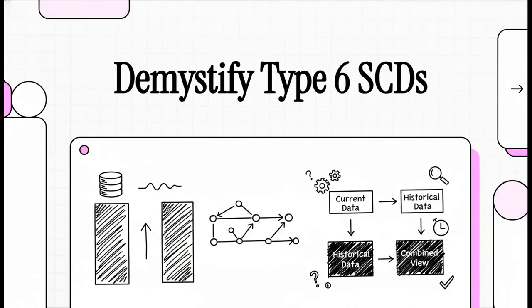Welcome to today's explainer. If you work with data warehouses at all, you already know the massive headache of trying to query historical data without ending up writing just pages and pages of convoluted code. It's a nightmare. Well, today, we're going to solve that exact problem. We're demystifying an incredibly powerful data modeling concept, the Type 6 slowly changing dimension.